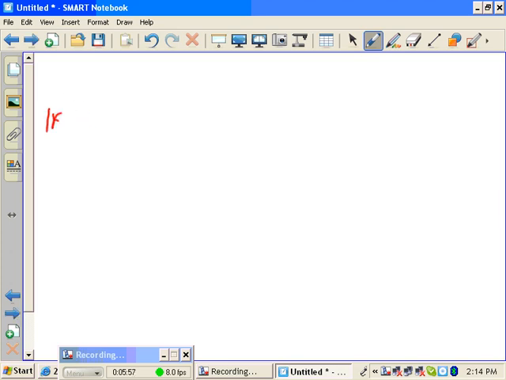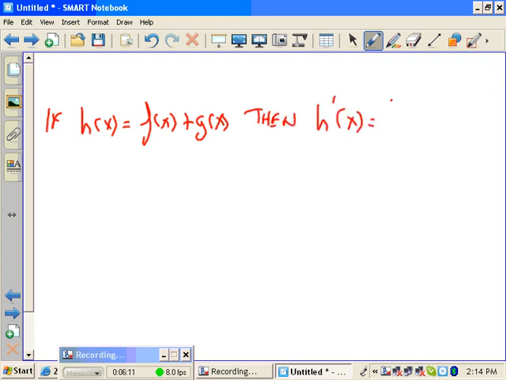If, let's see, what am I going to call it? How about h of x equals f of x plus g of x, then do you know what h prime is going to be? Any ideas? f prime plus g prime, exactly. Is that what you said? Yep, that's what it is.